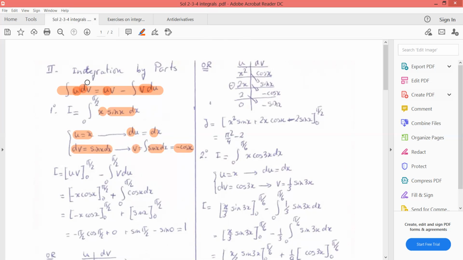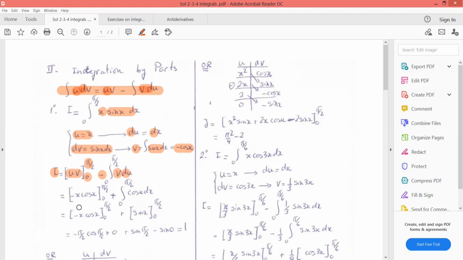No. So the rule is integral of u dv equals uv minus integral of v du. The polynomial part, I take it as u. The trigonometric part, I take it as dv. From u, I can calculate du by making the derivative. From dv, I can calculate v by making integration. Then I equals uv between 0 and pi over 2 minus integral of v du. That is the rule, uv minus integral of v du.